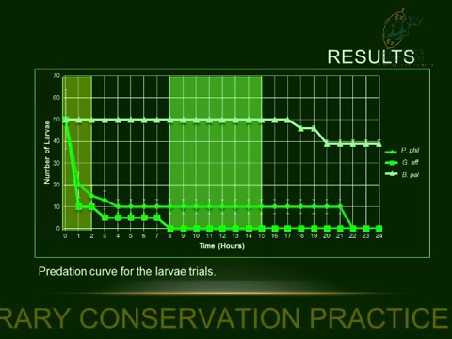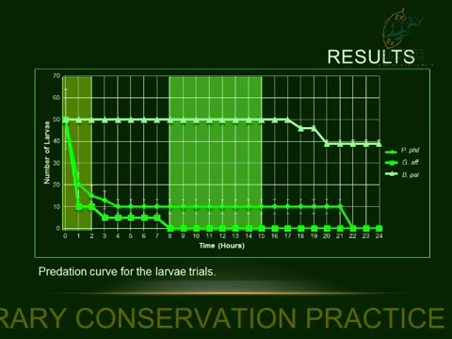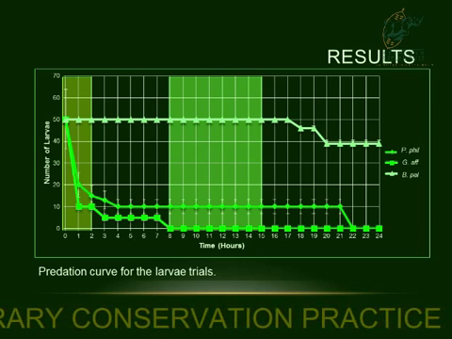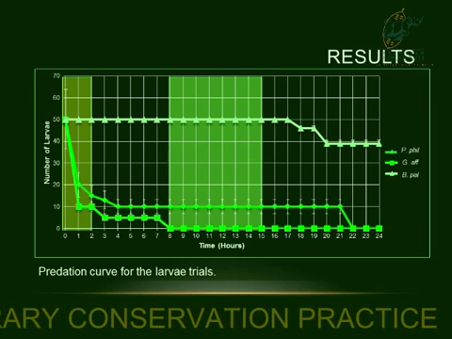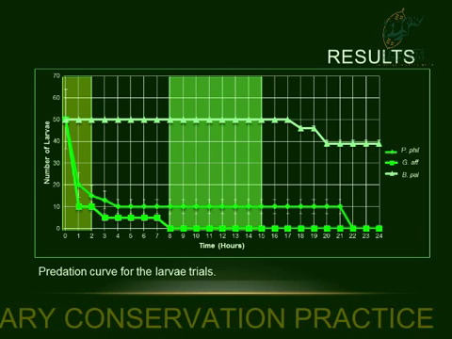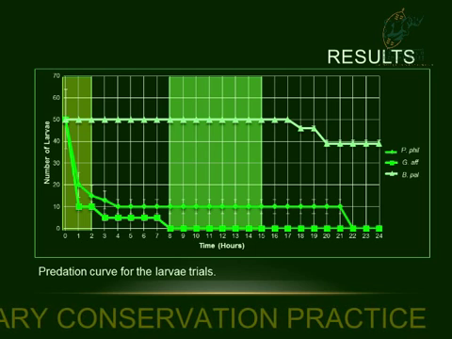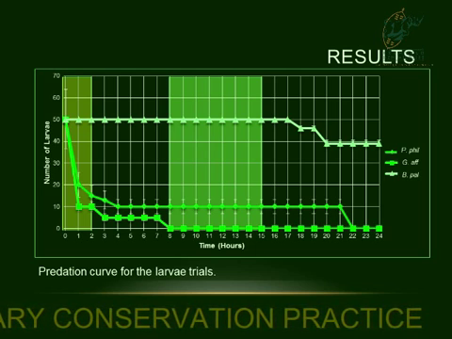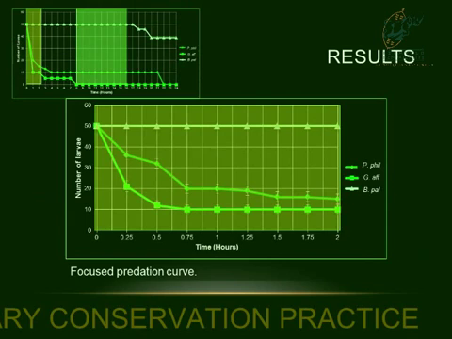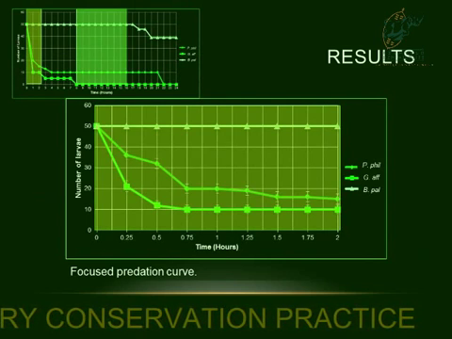But from this 24-hour curve, you could still see that after 8 hours, Pseudocrenilabrus philander had consumed 80% of the larvae, while Gambusia affinis had already consumed 100%. In fact, 7.5 hours were needed to consume all the larvae. Now, the focused predation curve showed us this.